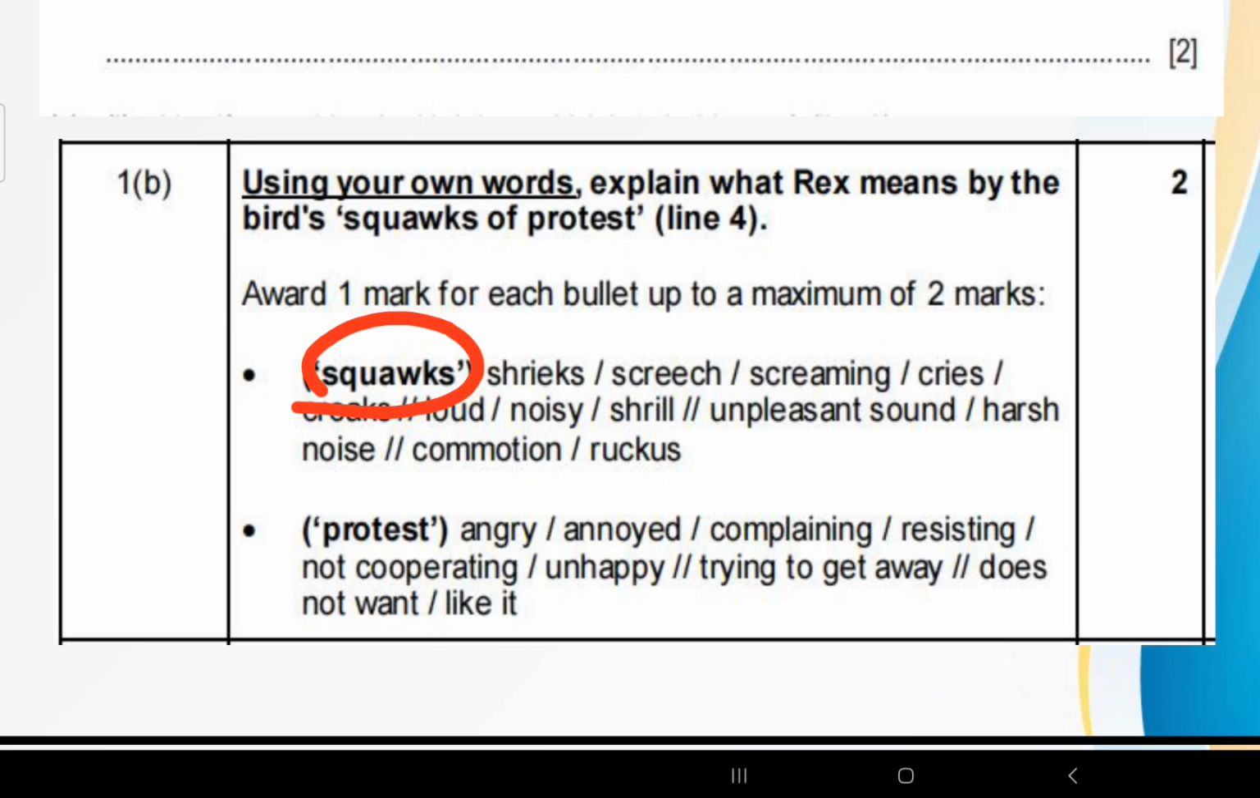So the meaning of squawk, or a synonym of squawk, can be shrieks, screech, screaming, cries, or croaks. These can be synonyms. If we go for meanings, it can be loud noise, something noisy, a shrill, unpleasant sound. Shriek, screech, screaming are synonyms. Unpleasant sound, harsh noise, commotion, ruckus. So you have to come up with the meaning or synonym of the word squawk.